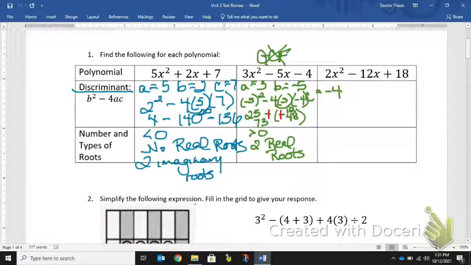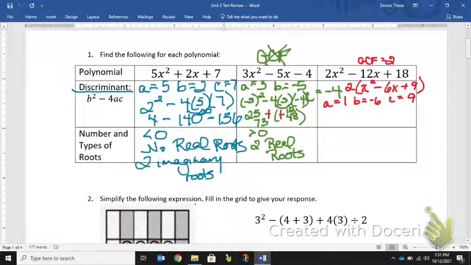Okay. Third problem. I am seeing that I can take out a greatest common factor of 2. So my GCF is equal to 2. When I do that and factor out the 2, I get x squared minus 6x plus 9. Okay. So my A is equal to 1, my B is equal to negative 6, and C is equal to 9.